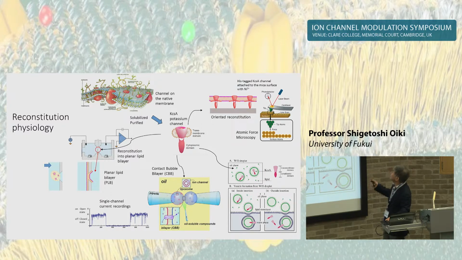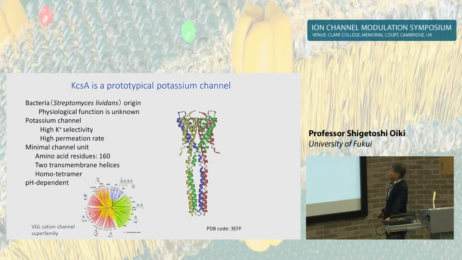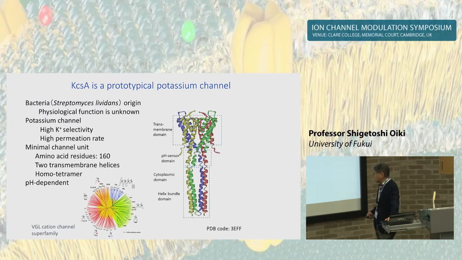Also, we use EM to see the channel structure. Mainly, we use the KcsA potassium channel because it is a prototypical channel, with only 160 amino acid residues, and forms a tetramer as an active form. This is pH dependent. When the intracellular pH becomes acidic, then the gate opens. This is well known, and there are many kinds of structural data.